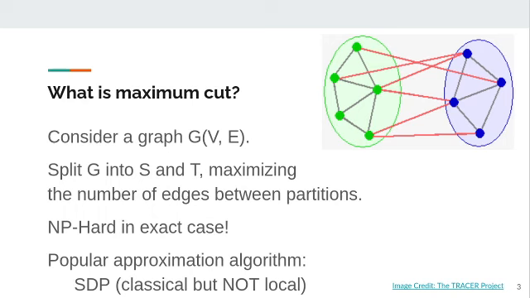So what is maximum cut? You take a graph, you split it into two parts, and you're trying to maximize the number of edges between partitions. In the exact case, this problem is NP-hard. So most algorithms people look at are approximation algorithms. There's a notable algorithm, the Goemans-Williamson semi-definite relaxation. This is a classical algorithm, and it's optimal only in the following sense. It's optimal in its approximation ratio if the unique games conjecture is true. What that means is that the approximation ratio is the number of edges that you can cut over the optimal number of edges. And it's shown in the worst case that you can cut around 87% of the edges.